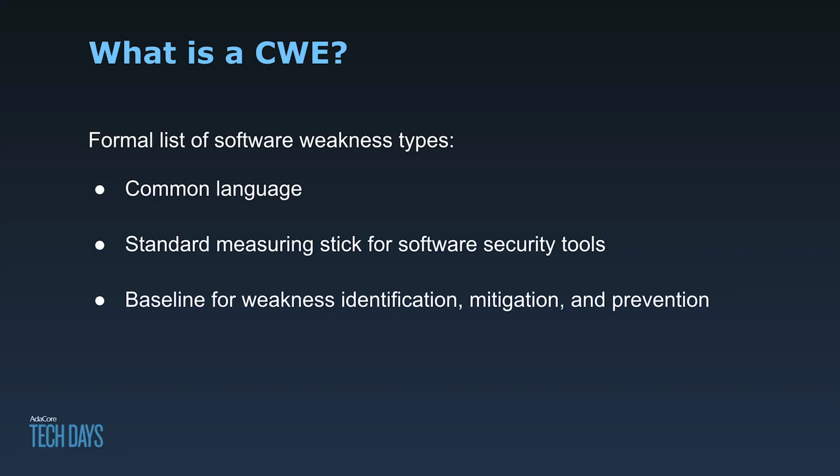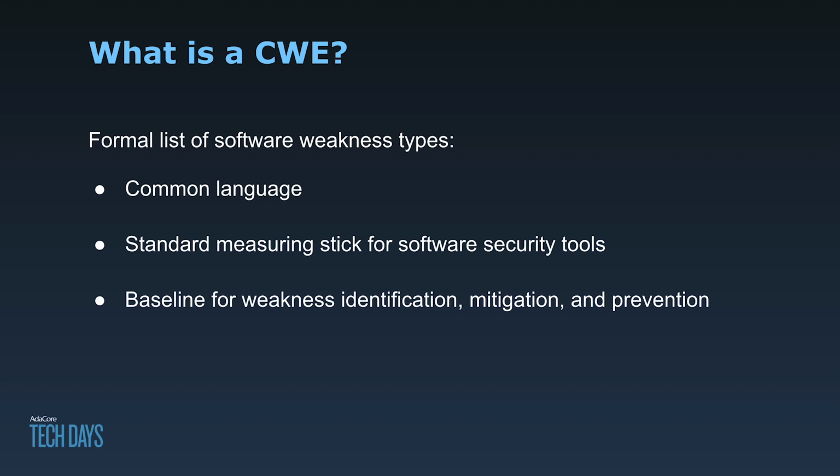Basically, the way we think of a CWE is it's a common language you can use to discuss security vulnerabilities with anyone in your team. We're talking about developers, software managers, security people, high-level managers. It's a way to communicate issues in your code without people having to understand what your code is or what it does. We also use this as a standard way to measure risk in an application.